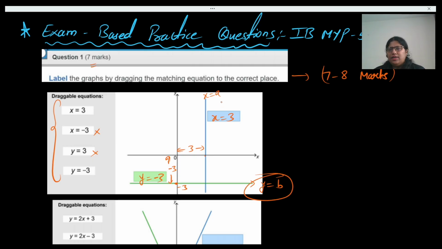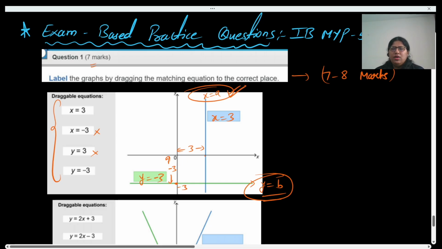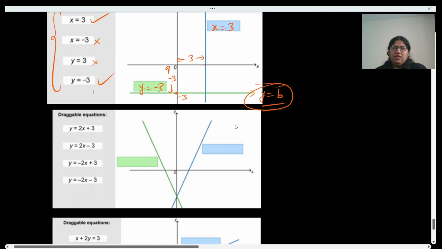Whenever there is a vertical or horizontal line, a vertical line will be in the form x equals a constant, and a horizontal line will be in the form y equals b. So your correct answer is these two; you are going to take them here. Remember, a vertical line is not y equals minus 3. It is in the form x equals a.